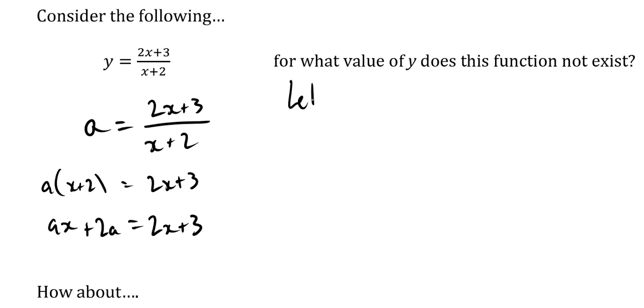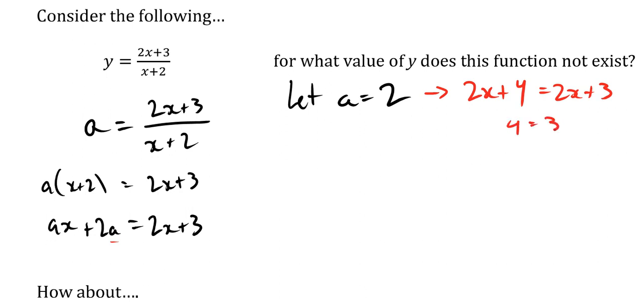So if you picked 2, what happens? We get 2x plus 4, 2 times a is 4, equals 2x plus 3. Subtract 2x from both sides, and we get 4 equals 3. Aha. So that value, when the coefficients are the same, it doesn't work. So when a equals 2, that means that we can't get a y value of 2.